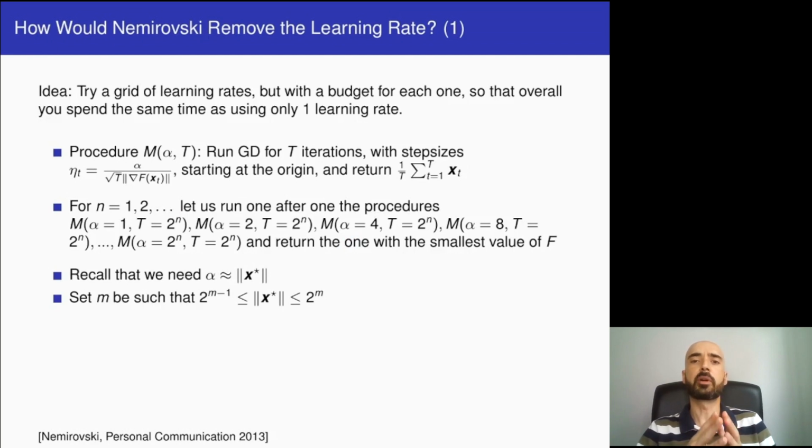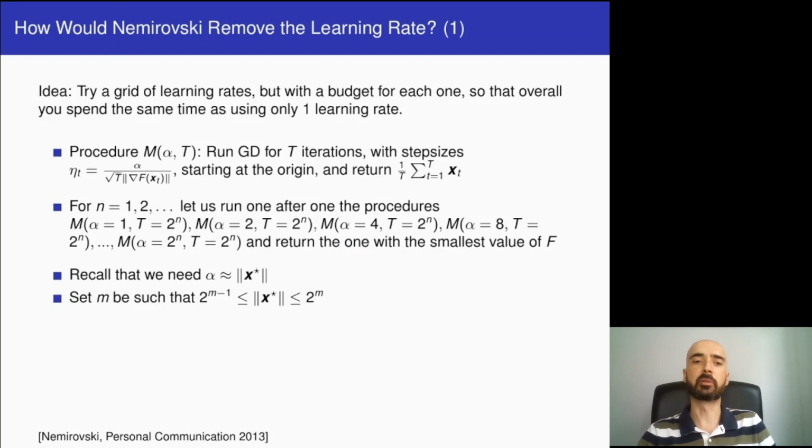Remember, the idea is that you have a bunch of learning rates, and you would like to try all of them in order to discover the right one, but if you do it, it will take forever. So you have to find a way to try all the learning rates with the same complexity as trying just one. How can we do it? We can allocate a different budget to each learning rate in a very smart way.